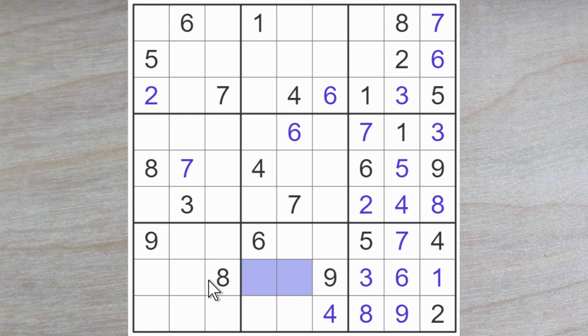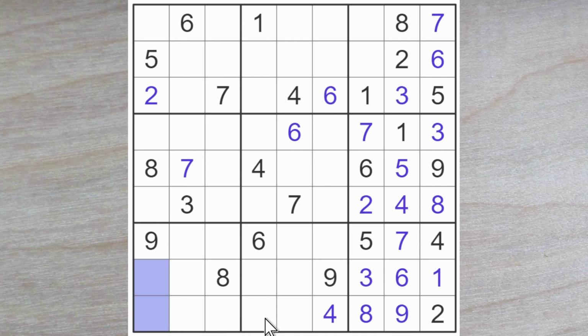A 2, 4, 5, and a 7 for these squares. There's a 4 and a 7 blocking down here, so this is a 2 or a 5. 7 also blocks down here, so one of these must be a 7. Can I use that for anything?